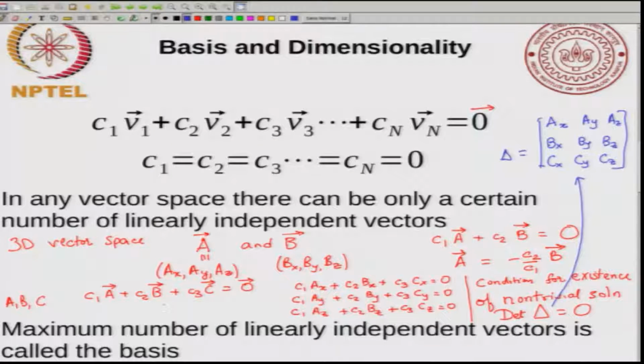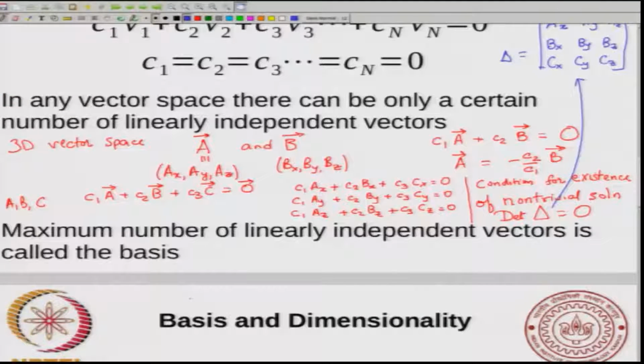And you can do this for all vector spaces, you can check linear dependence or independence. Now, the maximum number of linearly independent vectors is called the basis. So, if instead of just A, B and C, you had a fourth vector D in 3-dimensional space, then you would have C1, C2, C3 and C4, so you would have 4 unknowns and 3 equations.